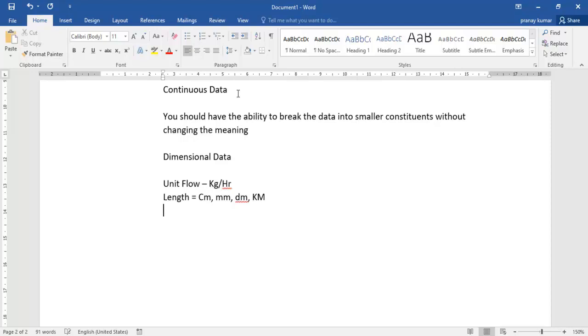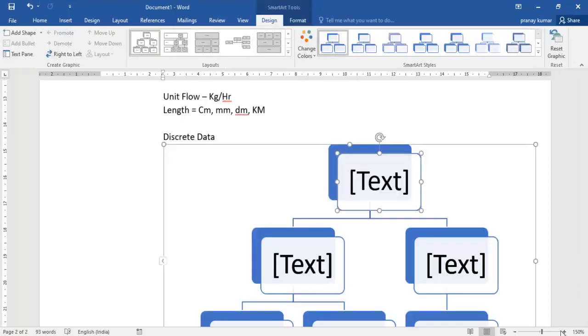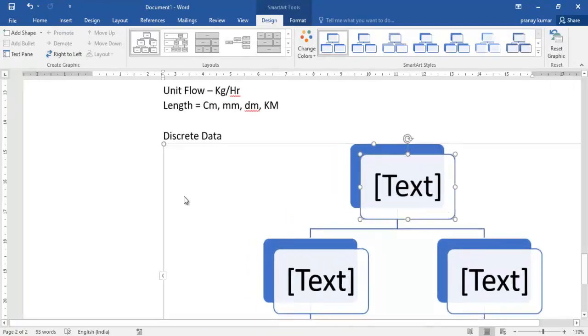On the other side, discrete data could be of multiple types. All of us can see my screen? Yes, sir. Yes, sir.